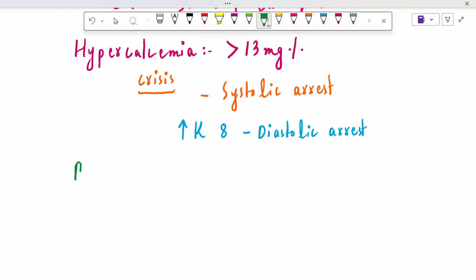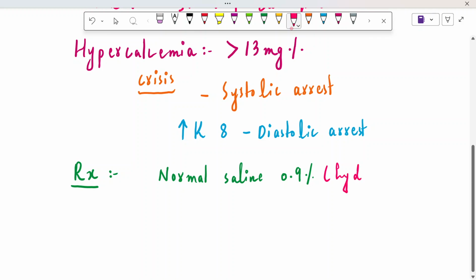What is the treatment in case of hypercalcemia? The serum calcium is rising, so we need to manage that, right? We should administer normal saline, 0.9%, to ensure hydration, so that the blood volume is not disrupted. Normal saline is the first line of treatment. The second is we can administer furosemide.